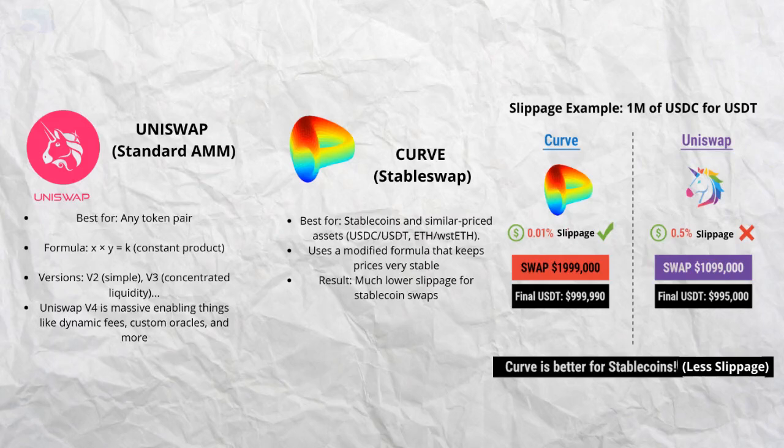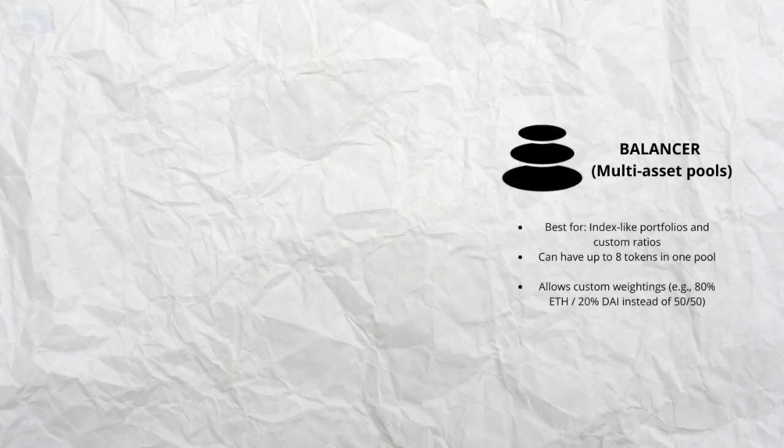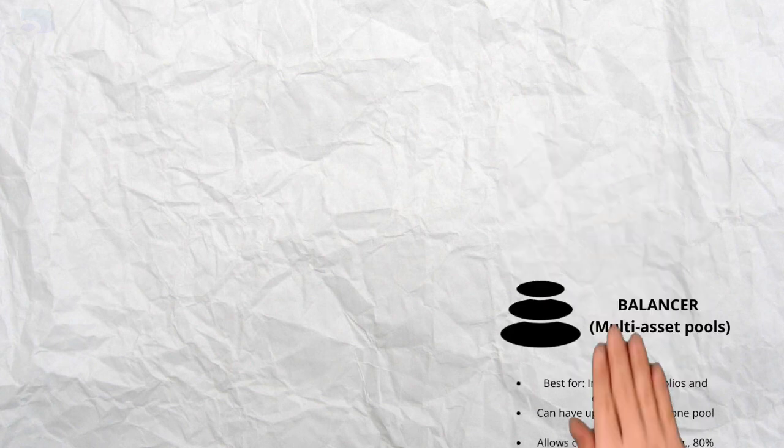2025 update: Curve now has tri-crypto pools optimized for volatile assets. Balancer, multi-asset pools. Best for index-like portfolios and custom ratios. Can have up to 8 tokens in one pool. Allows custom weightings, e.g. 80% ETH/20% DAI instead of 50/50. 2025 update: Balancer V3 introduced boosted pools that automatically deposit idle liquidity into yield protocols.